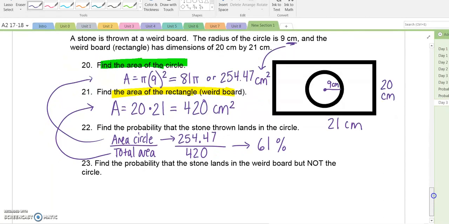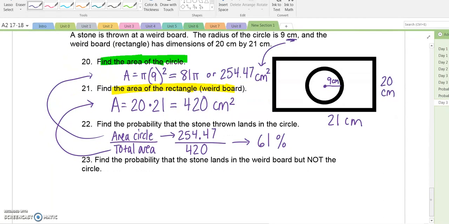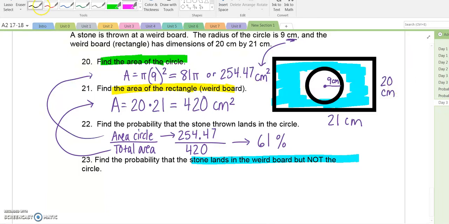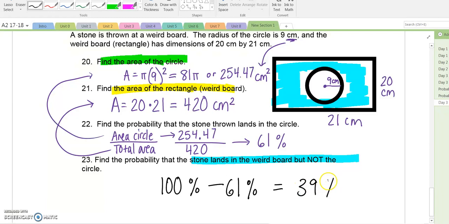All right, last one, the probability the stone lands in the weird board but not the circle. Well, that's talking about like this region right here. Lands in the weird board, not the circle. That's like everything minus what we just found. So I should just be able to take 100% and subtract out the 61% that we just found. All right, so 39% it lands outside of the circle.